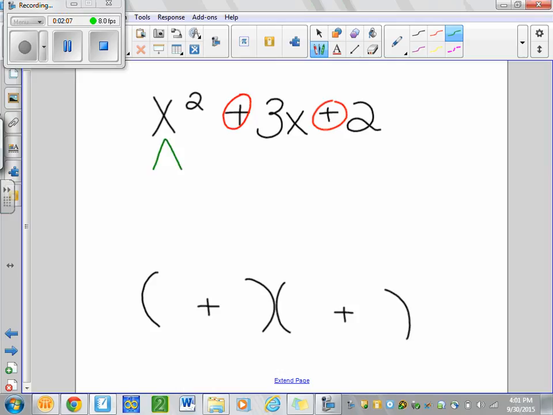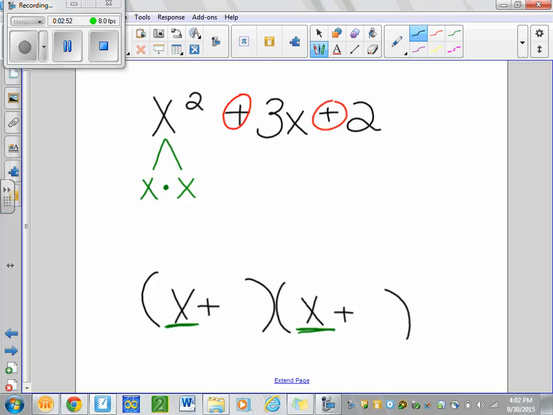So the first thing I need to do is figure out what my first two terms are. I need to figure out what goes here and what goes here. I do that by finding two factors of my first term in my polynomial. So I need two things that will multiply together to x squared. X squared is x times x. Anytime that you've got the leading coefficient of 1 and it's x squared, all you have to do is put x and x at the front of the binomials. That's it. Pretty simple there.